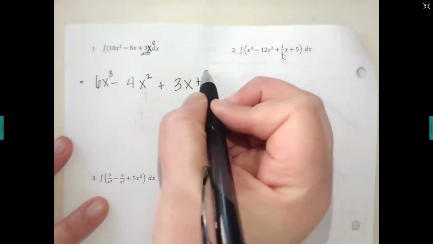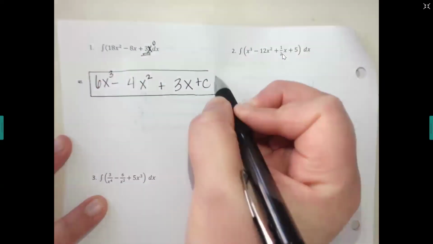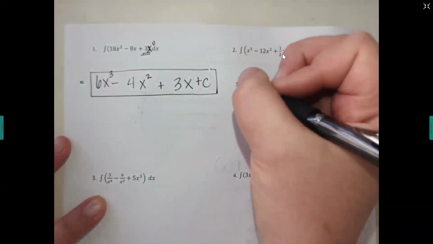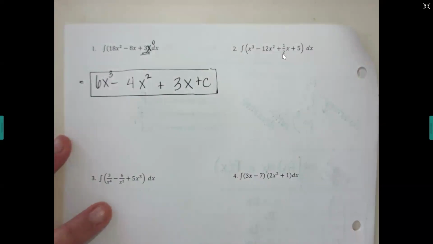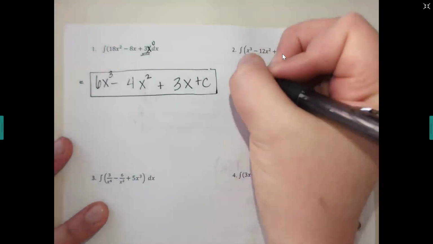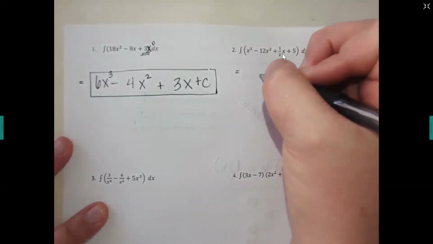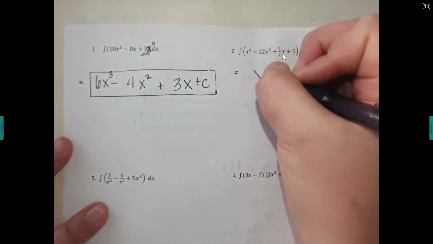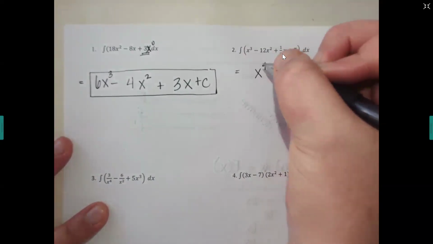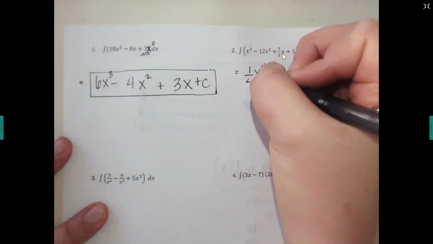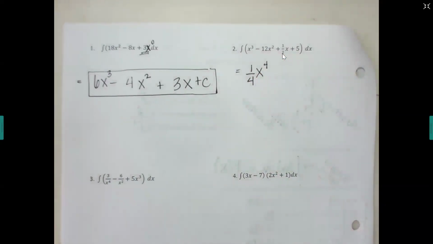Okay, next one right next to that. I have an x cubed antiderivative. What will it go to? X to the 4, and then put a 1/4 in front. So if there's not a number written in front of the x, it counts as a 1, divided by whatever you need to go there.